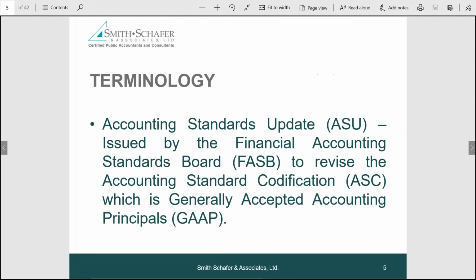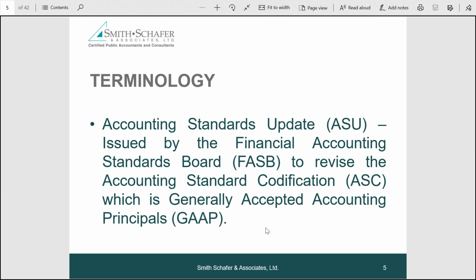So as we work through this presentation, I have a tendency to use some acronyms. I am a CPA, as all CPAs do. We love our acronyms. And so this slide is just to give you some information on what acronyms I'll be using and referring to throughout this presentation.